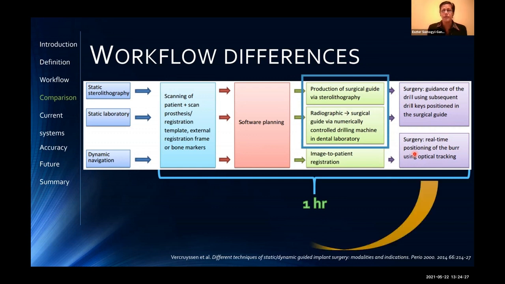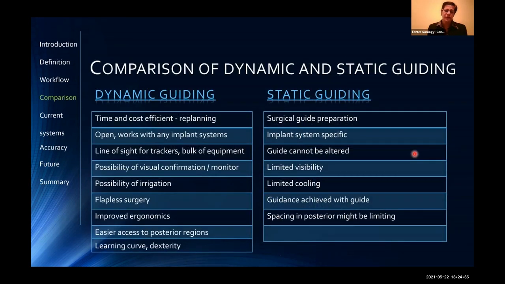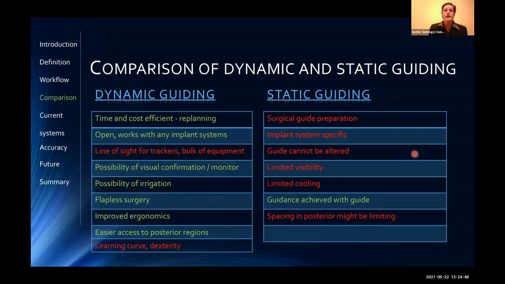And again, if necessary, we can also be flexible, which is, I think, very important. So I have a little bit of a table here between dynamic guiding and static guiding, and I try to also color code it so that green is good and red is not so good. So if one looks at dynamic guidance, I feel that it's very time and cost efficient, even though the system costs a certain amount of money, but afterwards, each surgery does not cost as much money as if you had to fabricate the surgical guides all the time. And also, we do not need that fabrication time.